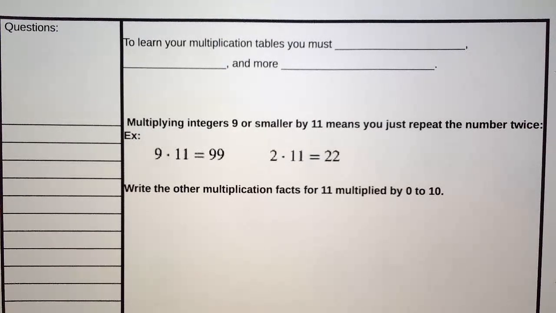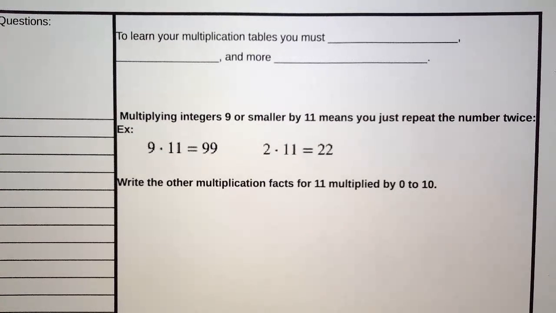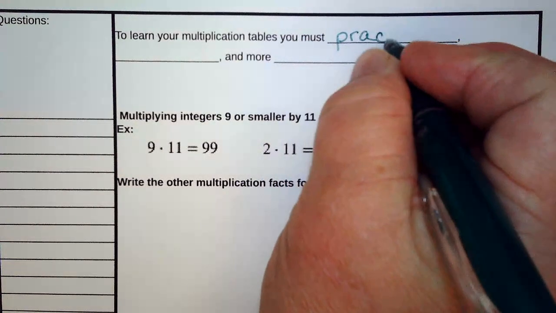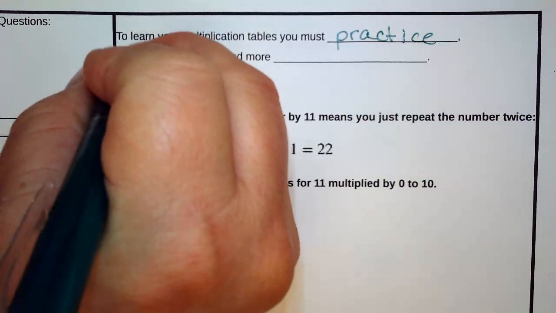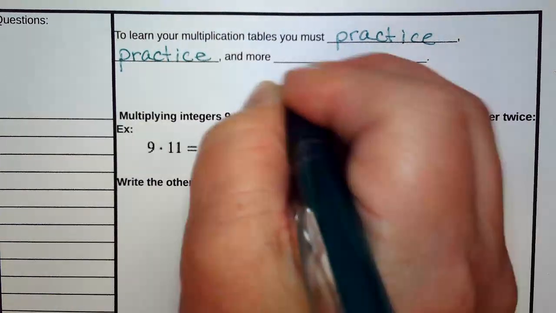Okay, how are you going to learn your multiplication tables? Well, you have to memorize them, and your brain finally will remember all those numbers and how they go together. But to be able to do that, you must practice, practice, and more practice.